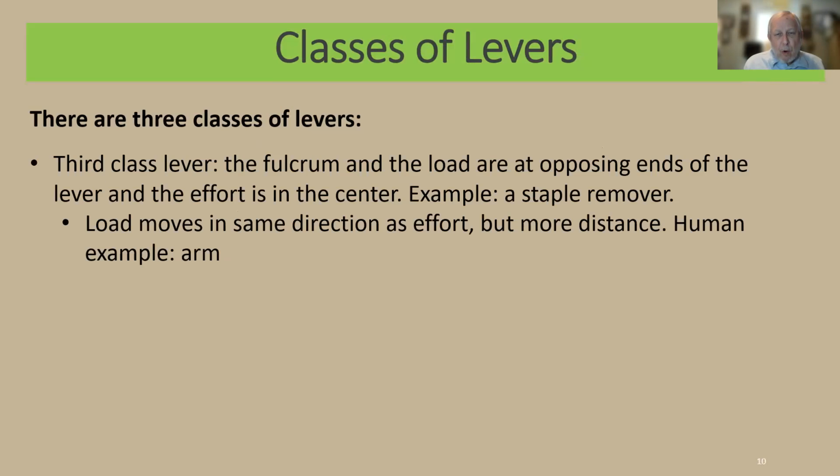Third class lever: the fulcrum and the load are at opposing ends of the lever, and the effort is in the center. For example, a staple remover. The load moves in the same direction as effort, but more distance. The human example is an arm. On your arm, the fulcrum is your elbow, the effort is the bicep pulling your arm up, and the load is your arm itself plus whatever you have holding in it.